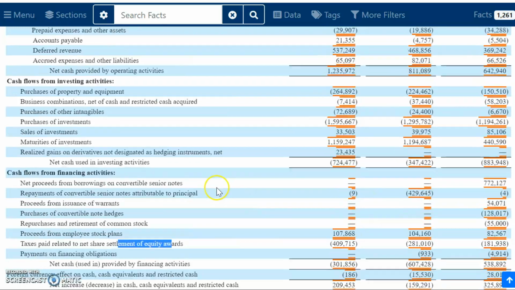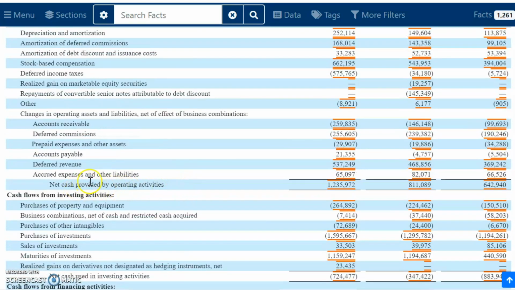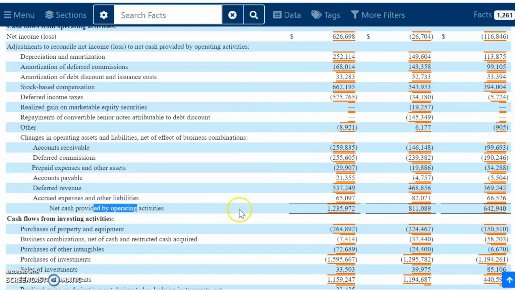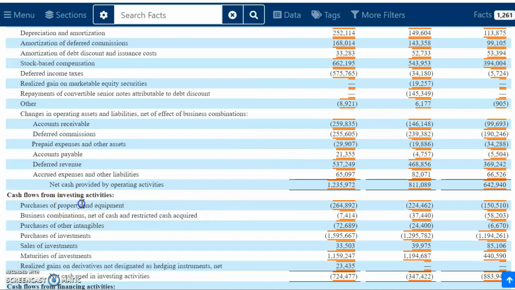The way that I calculate free cash flow is, in my case, I would look at this number here, which is approximately 1.2 billion, and I would subtract this figure here, which is approximately 660 million. I would also subtract the capital expenditure figure here, and also the purchase of intangibles. I would use that final figure as my free cash flow figure.